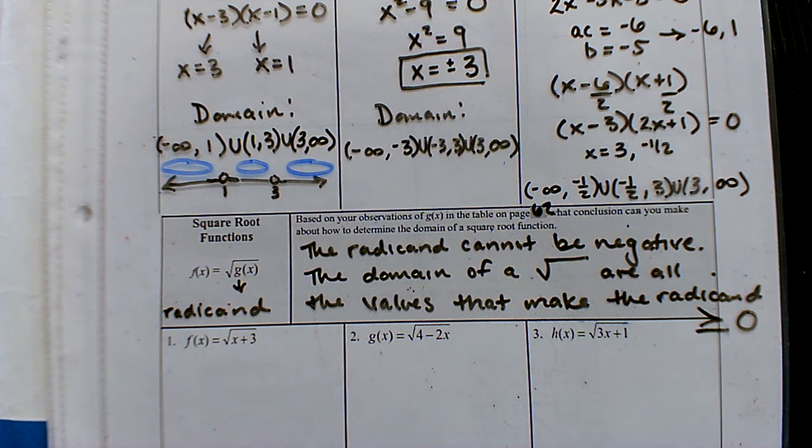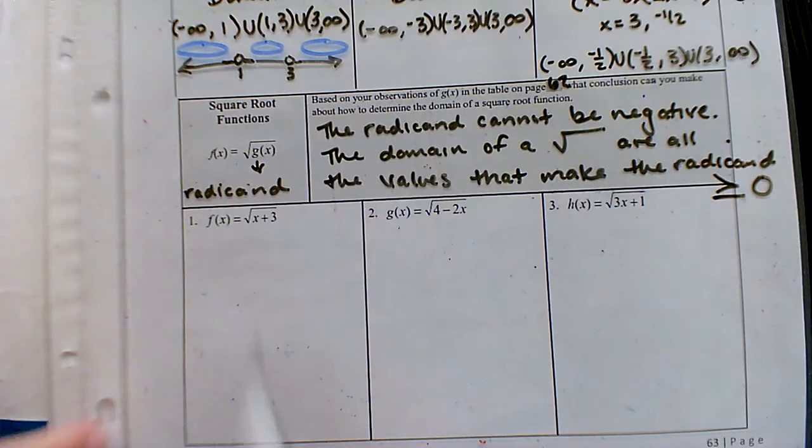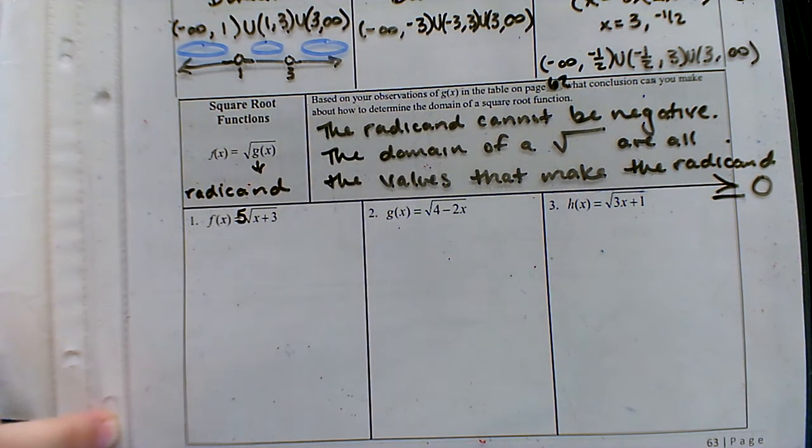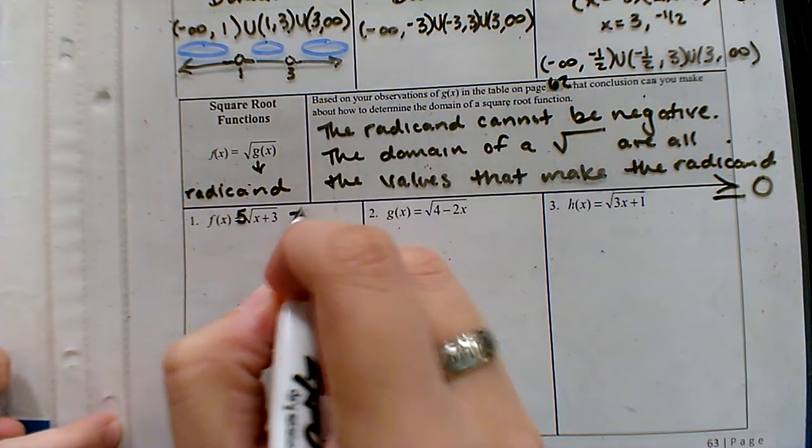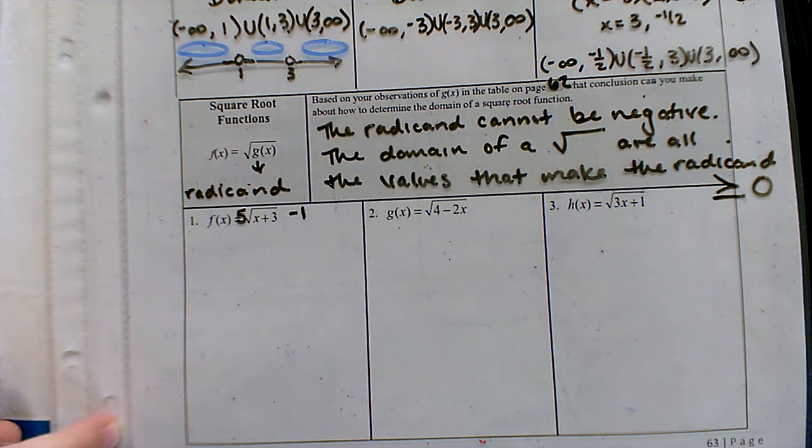So if the radicand, aka the inside of a square root, cannot be negative, then the domain are all the x values that make the radicand positive or 0. So we're going to use that mathematical inequality to show that idea. Very similar to how with the rationals we just focused on the bottom, in square roots we're just going to focus on the inside. I don't care if there's anything else going on. So take a look at our first one. I don't really care if there was a 5 out front or a -1 on the end. All I care about is the inside of that square root, because that's where an issue might be.